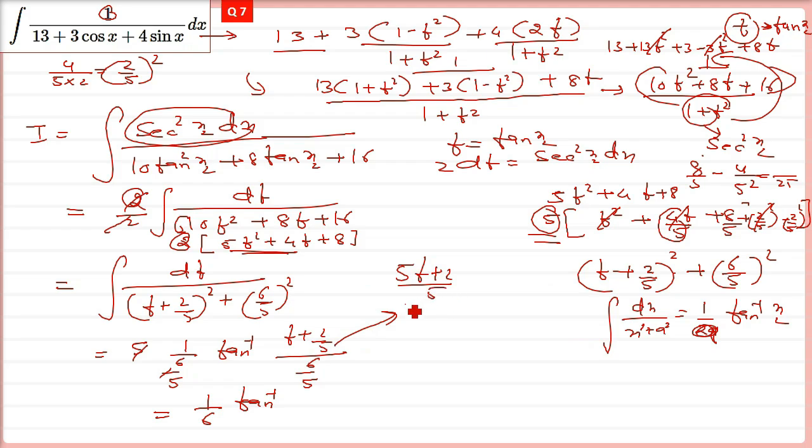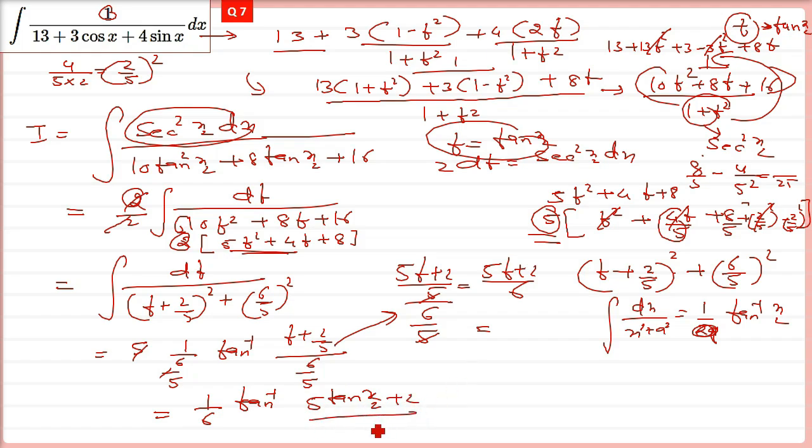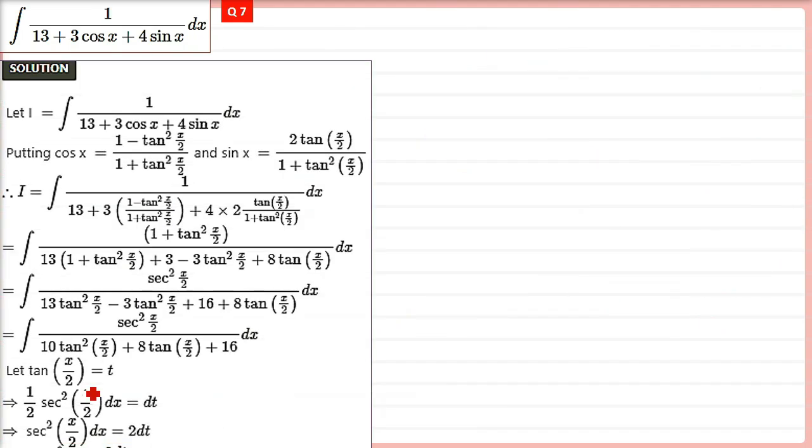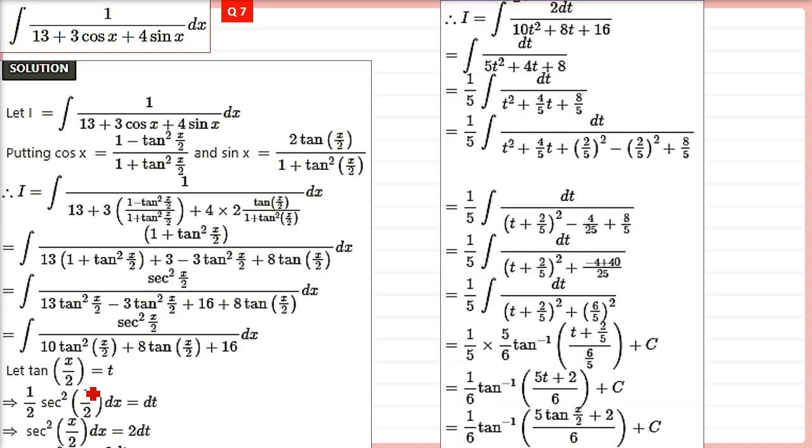So 1 by 6 tan inverse of (5t plus 2 by 5) by 6 by 5. 5 gets cancelled. You have (5t plus 2) by 6. What is t? It was tan x by 2. So (5 tan x by 2 plus 2) divided by 6, and this is inside the bracket, plus constant of integration. That's your final result. So this is how it has to be done, and you need to follow all these steps, not exactly like this, but in a way that the examiner understands what you wanted to present.